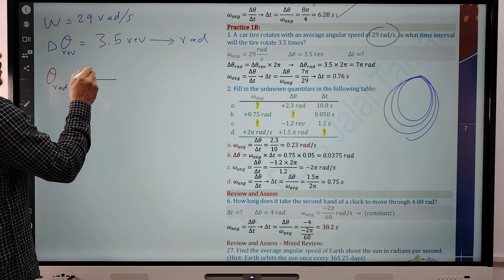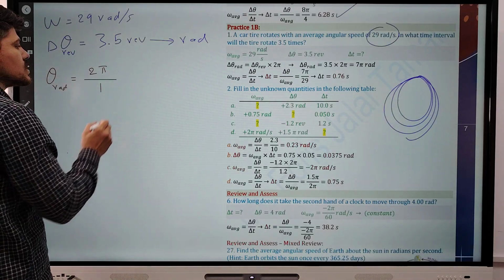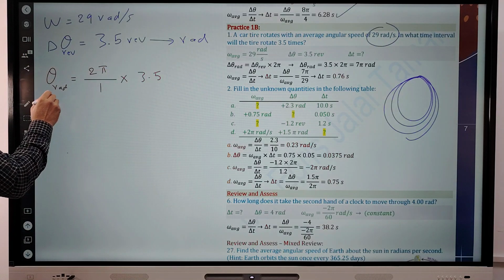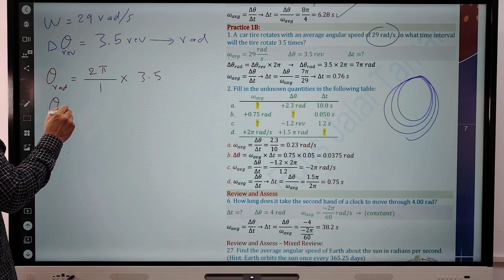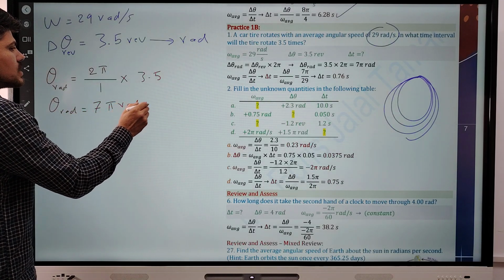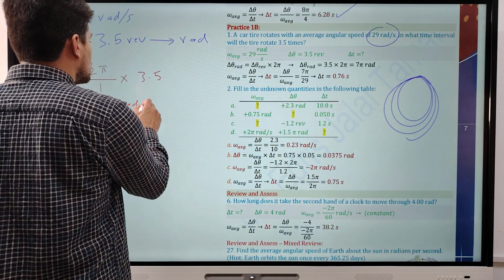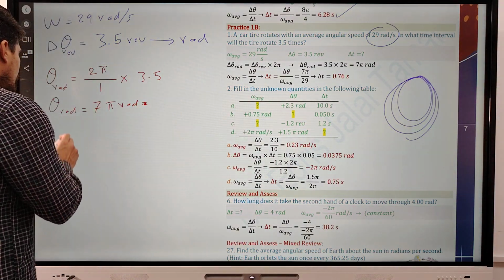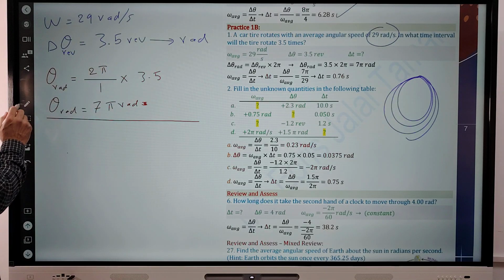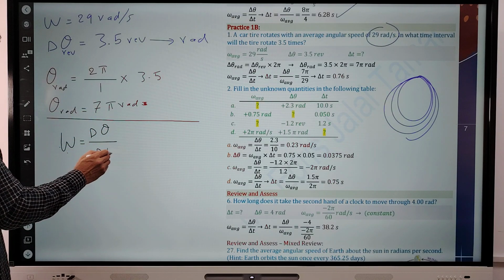You have to make a fraction, as I explained for you. You write down the value of the rad for 1 complete cycle, 2 pi, divided by 1 revolution. Theta was given as 3.5 rev, so 2 pi times 3.5 gives theta in rad equal to 7 pi rad, or 7 times 3.14 rad. After converting the revolution to rad, now you can find the angular speed, which is equal to the angular displacement divided by time.